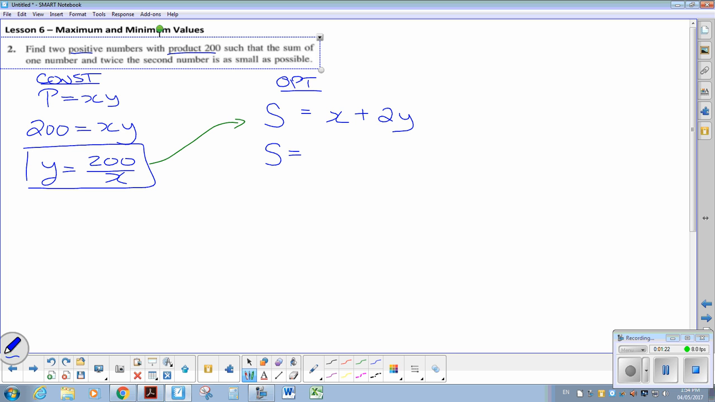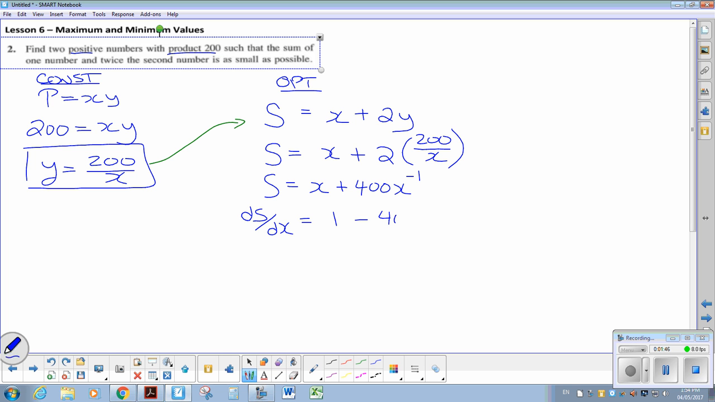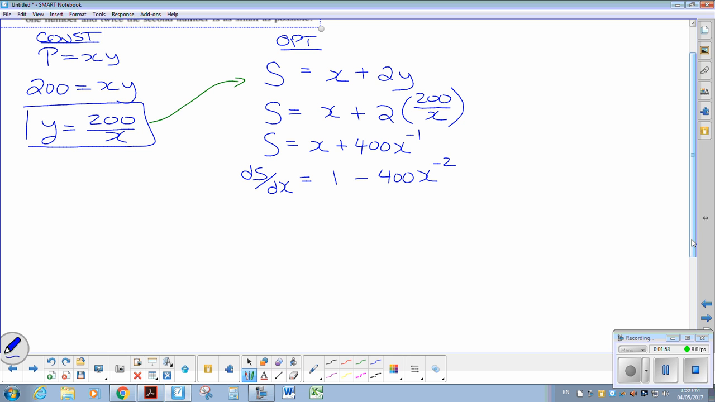So the sum is going to equal x plus 2 times 200 over x. So I'm going to rewrite it as x plus 400 x to the negative 1. So then I have power rule. So we are going to optimize the sum with respect to x. Derivative of x is 1 minus 400 x to the exponent negative 2. So I've taken the derivative of the sum equation.